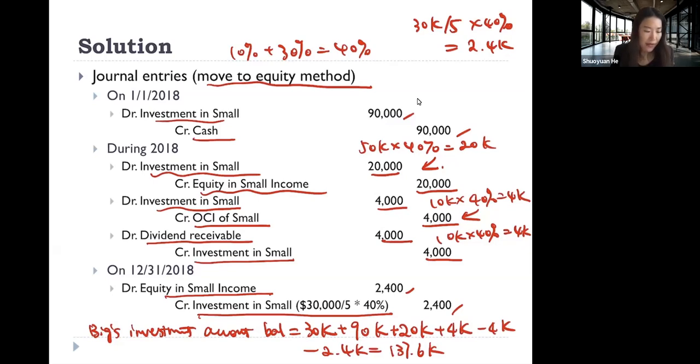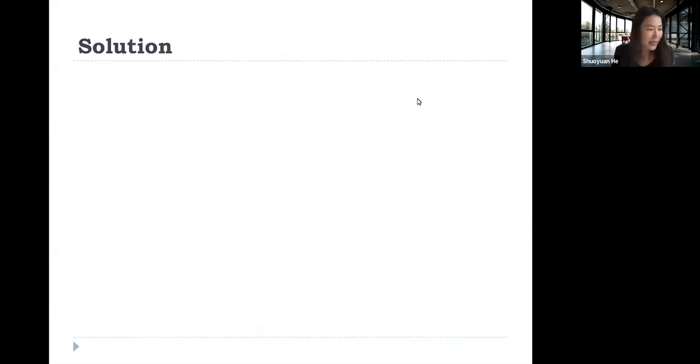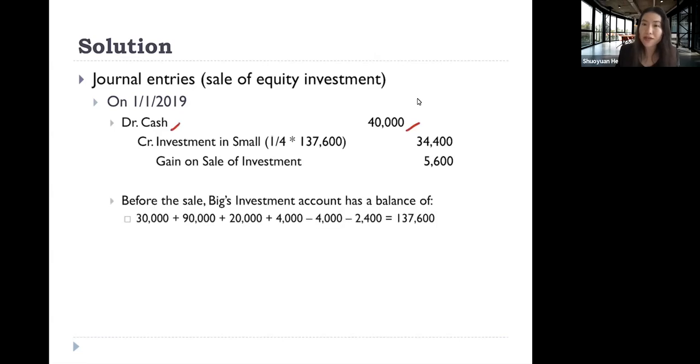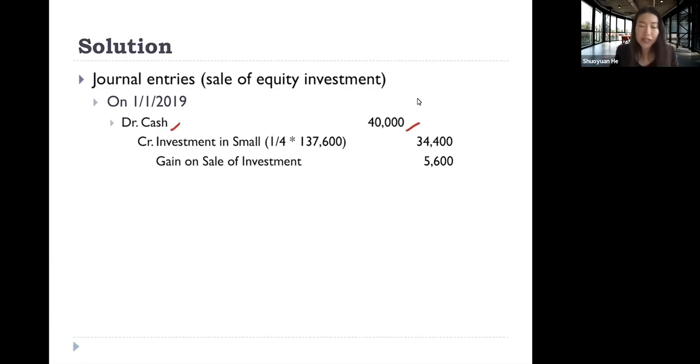And then let's look at what happened in 2019. In 2019, Big sells 10% of Small for 40,000. The journal entry we make here is to debit cash for 40,000, because by selling that 10% ownership in Small, Big gets 40,000. And then Big needs to reduce its investment account in Small in proportion to the percentage it sells. So how much should we recognize here?